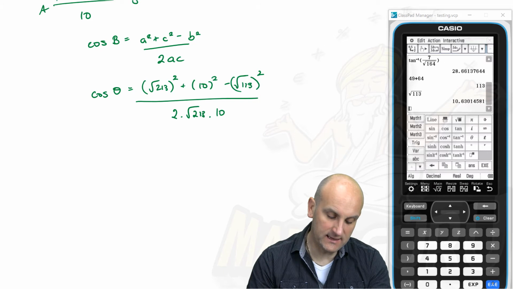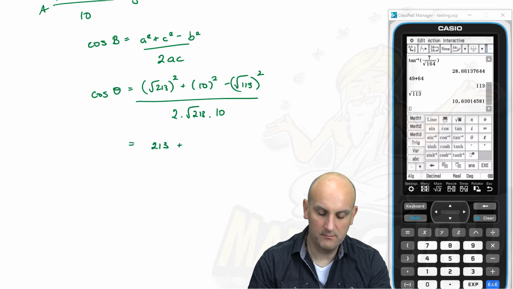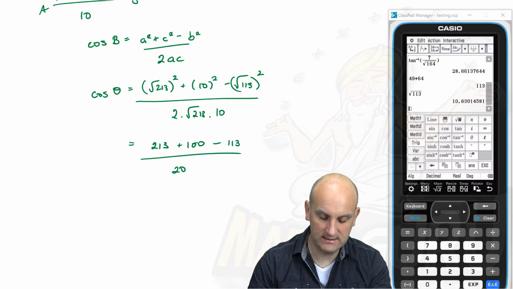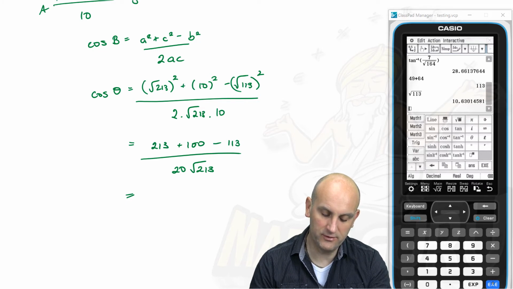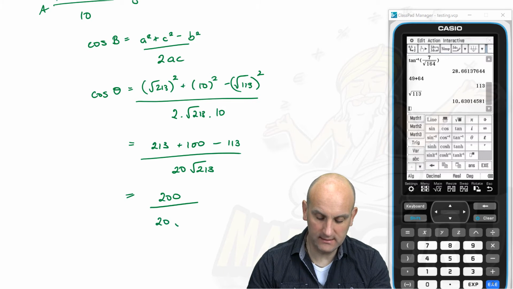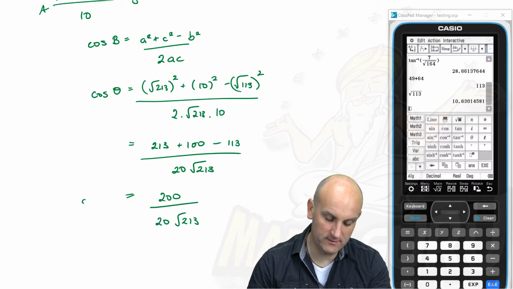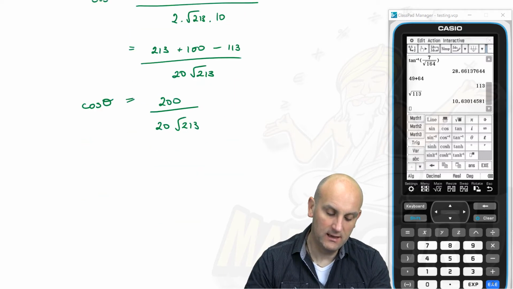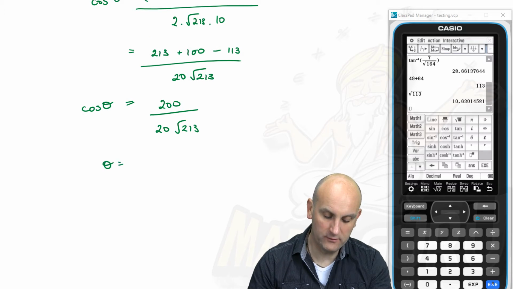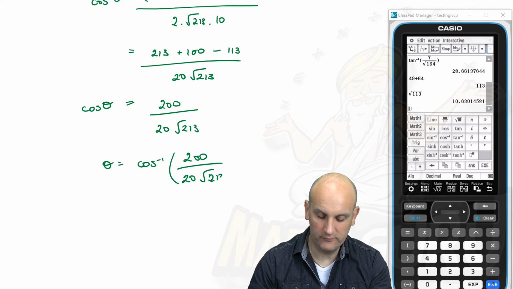Right, putting that into my calculator, or rather, I'm going to simplify that first, because that's just going to give me 213 plus 100 minus 113 all on 20 times the square root of 213, which gives me 200 on 20 times the square root of 213. And remember, this is still the cosine of theta. And so if we want to find theta, we're going to do the inverse cosine of 200 on 20 root 213.